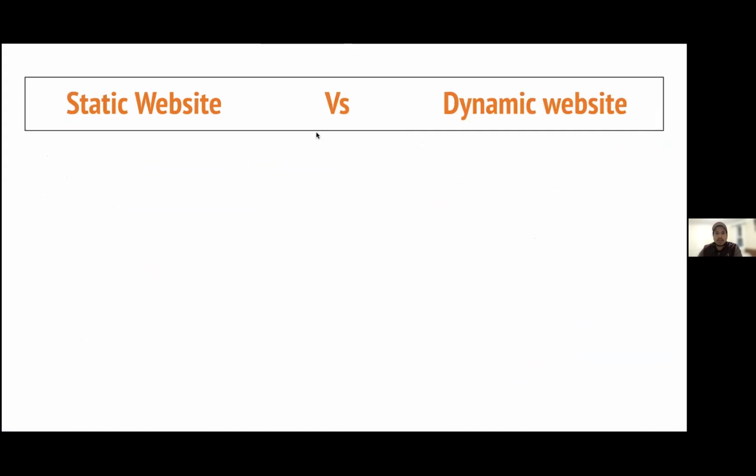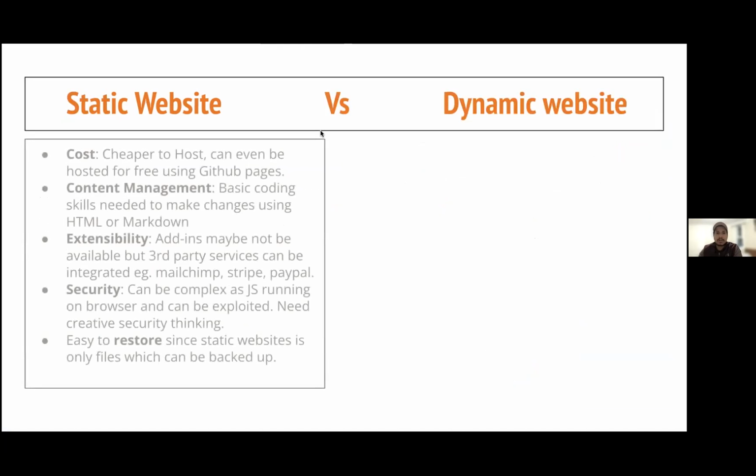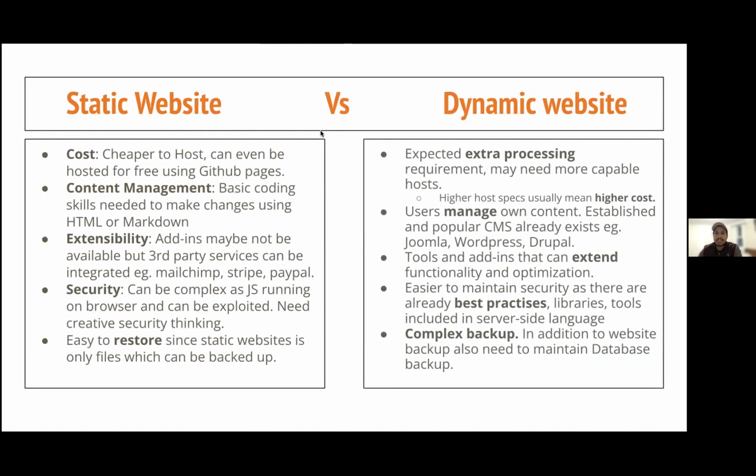So now we're going to cover, at a very high level, the features of static versus dynamic. Static is easier to host, cheaper to host, and you can even host it for free using GitHub Pages. But on the dynamic side, there's a lot of processing that needs to happen, so there's going to be a higher cost associated with it.